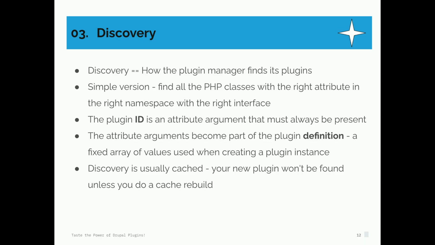And then the rest of the arguments in the attribute become the plugin definition. And the plugin definition, and this confused me, compared to configuration, are very different. The plugin definition is always the same. Every time I create a plugin instance, it gets the same definition, but it may have different configuration. So the definition is a constant. At a minimum, the plugin ID is essentially the definition, but the configuration is different. Discovery is usually cached, so if you're doing development work and you write a new plugin class, you will have to clear the cache in order for it to be discovered.